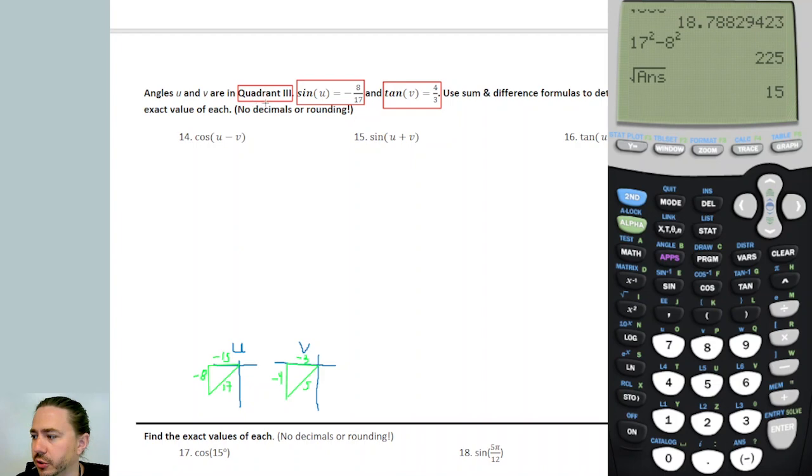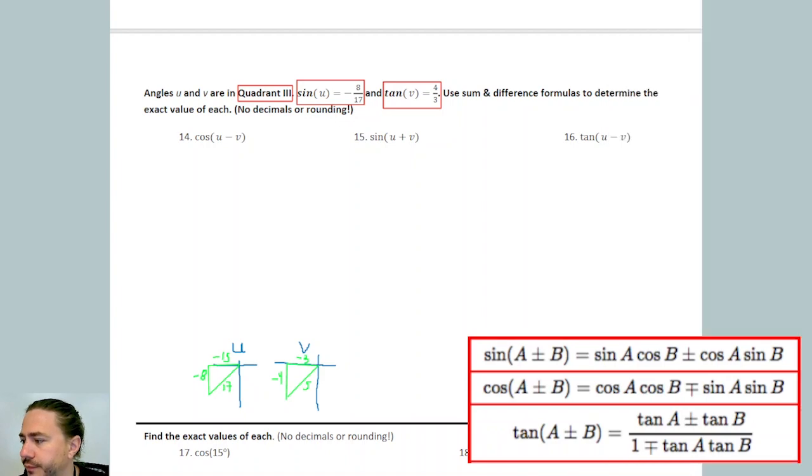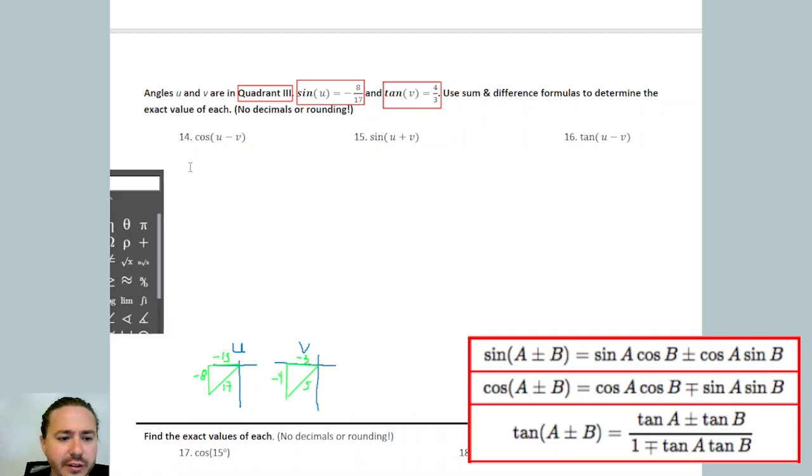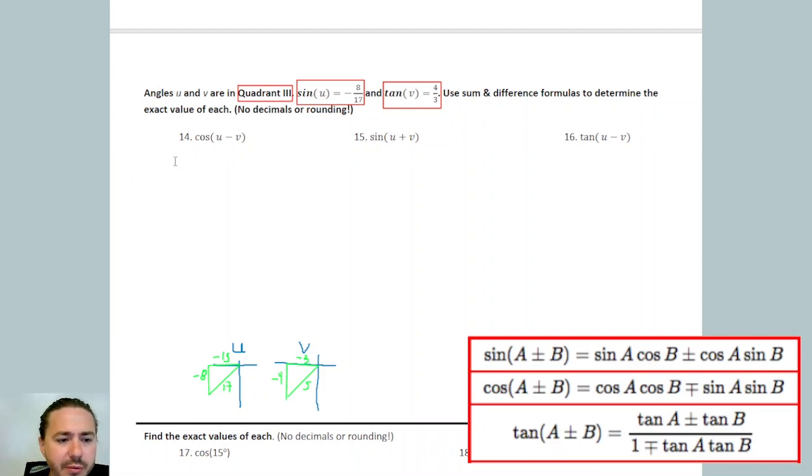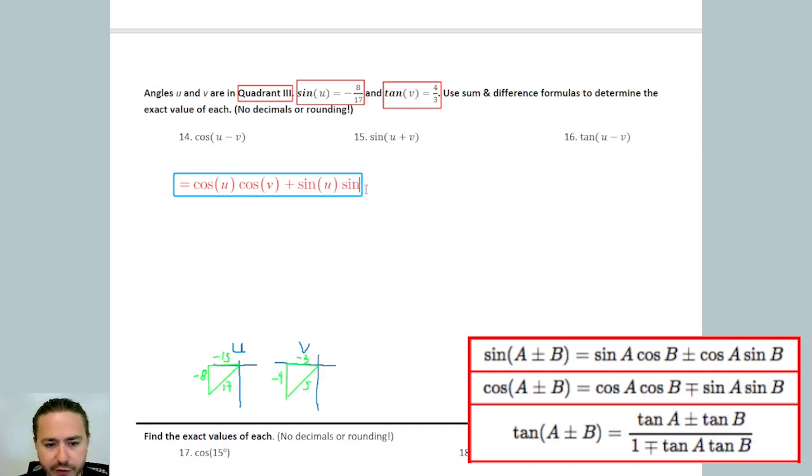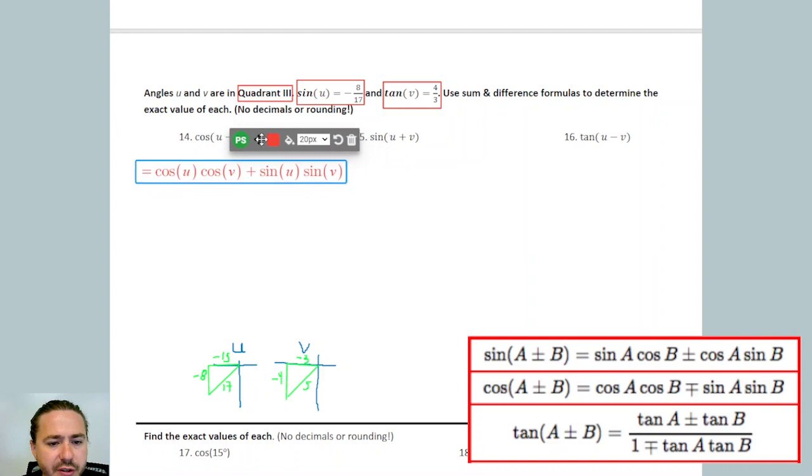Okay, so now we're just going to use those sum and difference formulas to actually evaluate this. I would expect that you would be able to use a calculator on this because our fractions get a little crazy here, and I don't want arithmetic to be the reason you get these wrong. So cosine of u minus v is going to be cosine of u times cosine of v, plus sine of u times sine of v. We're just going to make a bunch of substitutions here and then use our calculator to simplify.